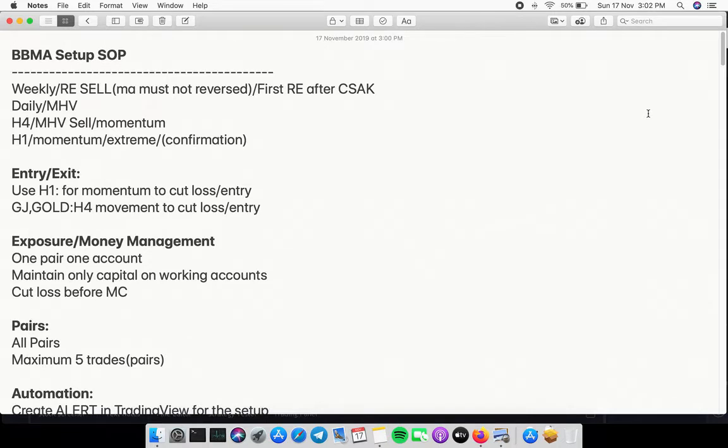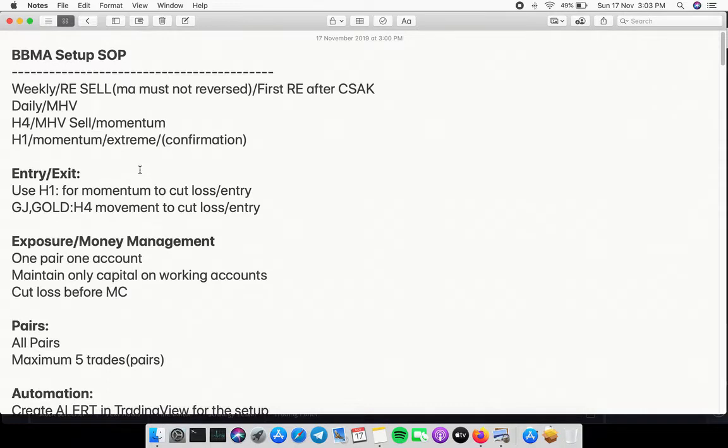We start by reviewing our trading plan. Our trading plan is based on the weekly setup, which is re-entry sell on weekly, and we look for daily MHV, H4 MHV or momentum, and for early confirmation we look at H1 momentum or extreme. Our exit strategy is to cut loss on H1 if it's opposite our direction, and depending on some pair which has higher volatility, we use H4.